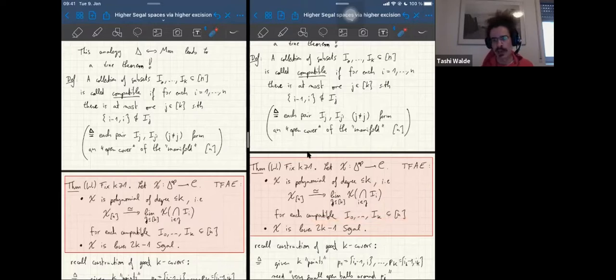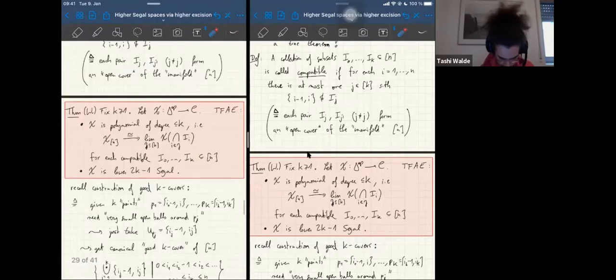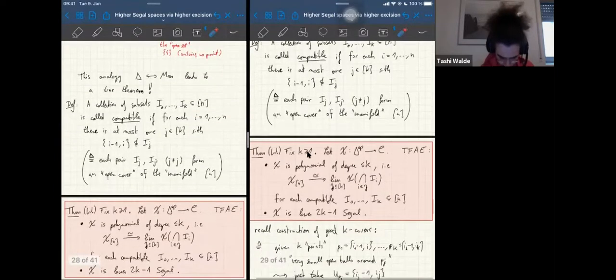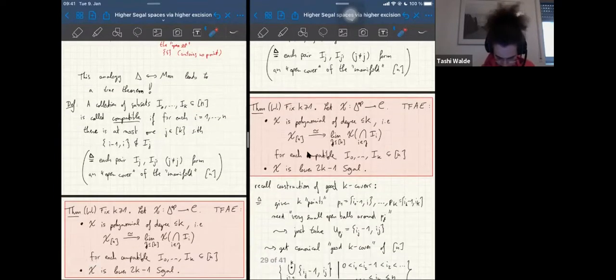So this is really the analog of being polynomial for manifold calculus. And now I will explain how this lower Segal condition, you can think of it as sort of the other end of the spectrum with good k covers. So let's keep this up here, or let's do it like this. So recall the construction of good k covers.